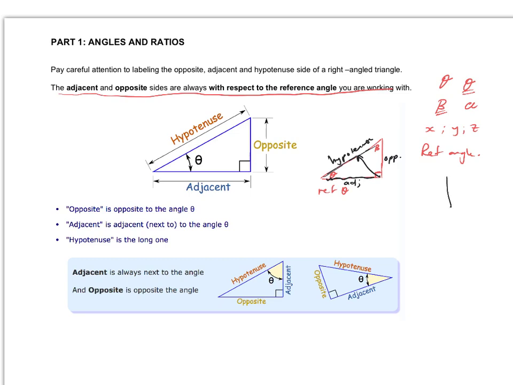If I've got a right angle triangle where beta is my reference angle, how would that change? Again, the hypotenuse stays the hypotenuse. The side adjacent to that angle, but not the hypotenuse, is called the adjacent, and the one opposite that is called the opposite. Does that make sense?